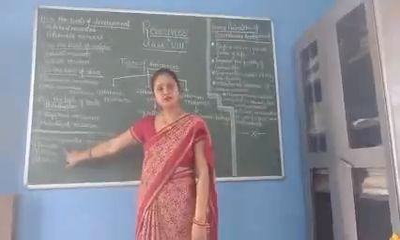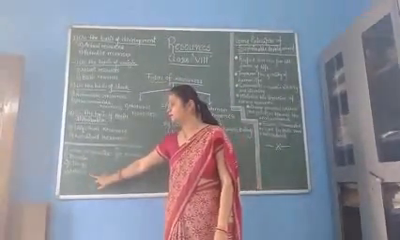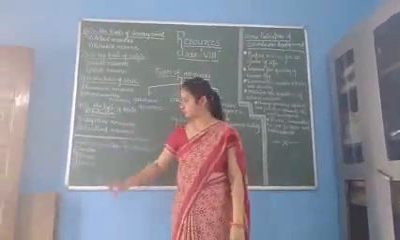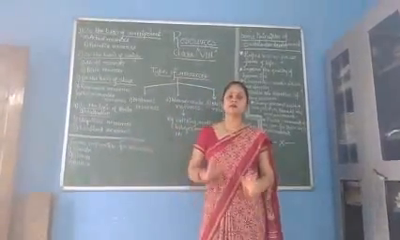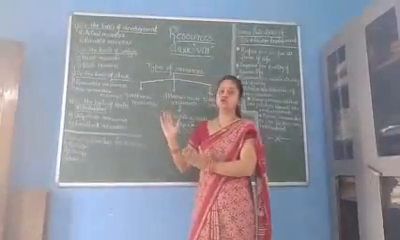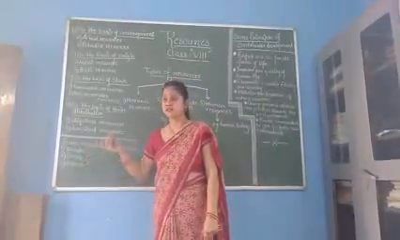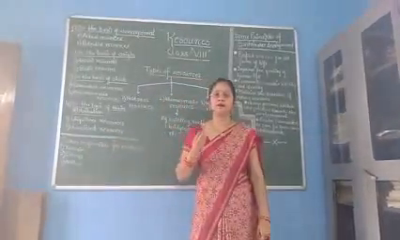The second factor, that is the climate of any particular region. And the third is the altitude. So these are the three main factors which are responsible for the natural resources of any particular area. Like terrain. Terrain means the physical feature of any particular area.